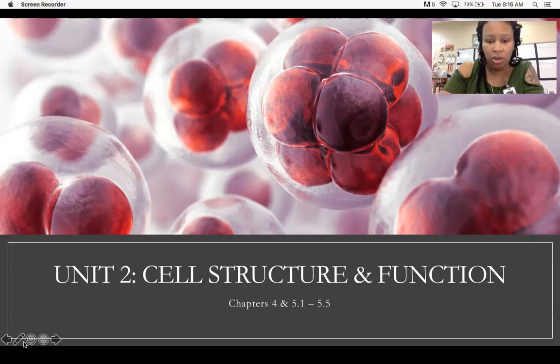let's talk about cell structure and function. Again, we know that structure dictates function. That is a running theme throughout AP Biology. So make sure that not only do you know that, but you understand how the structure of something is going to determine how it works. And if you change that structure, you are also going to change the function.